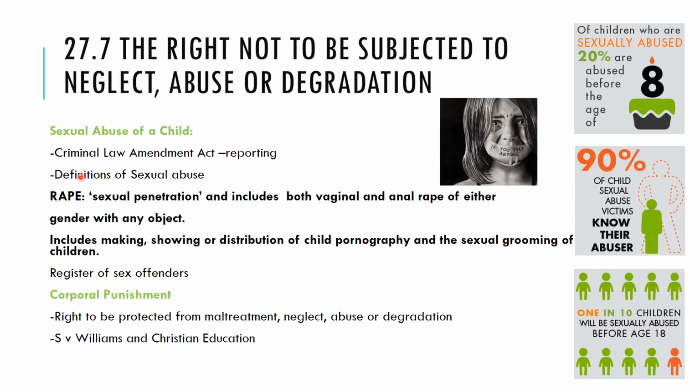Now, this can be found in the Criminal Law Sexual Offences and Related Matters Amendment Act. It provides for reporting of sexual abuse, and it also widened the definition of sexual abuse. Rape, for example, is not now just sexual penetration with genitalia, but it now includes both vaginal and anal rape of either gender with any object.